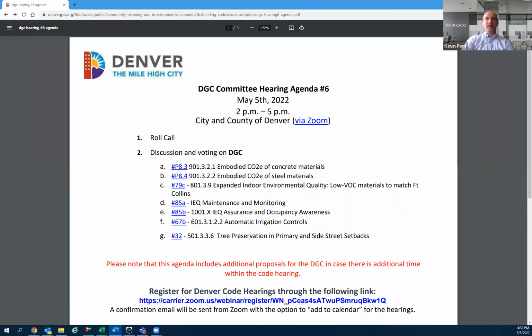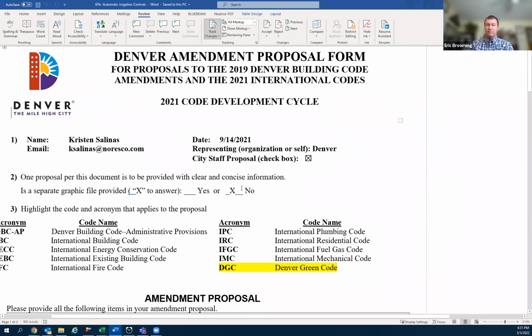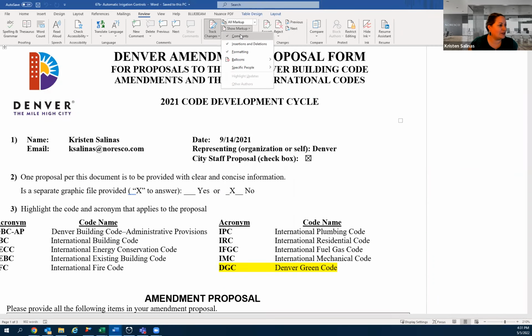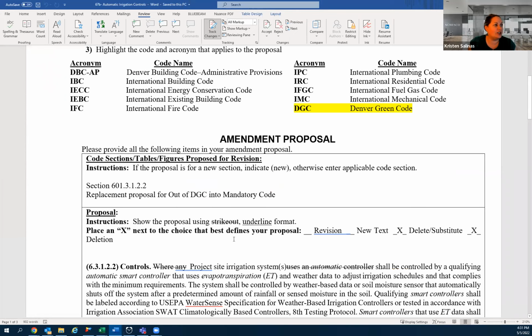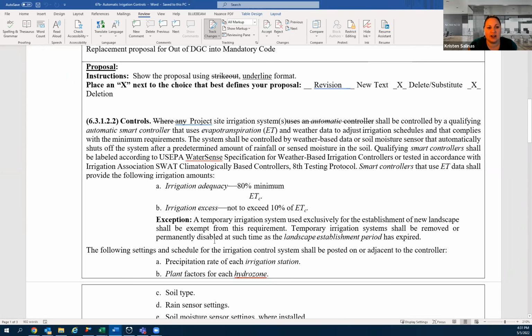All right, 67B, let's continue. Kristen, you want to give us a summary? Sure, sorry. This one I think should be really straightforward. Most of this language is already in the DGC, and the intent here is to, instead of saying where you're using an automatic controller for irrigation, we're saying you must use an automatic smart controller with ET and weather data to adjust the irrigation schedule. So basically we're saying, instead of if you're using one, it has to be smart. You need to use a smart controller.